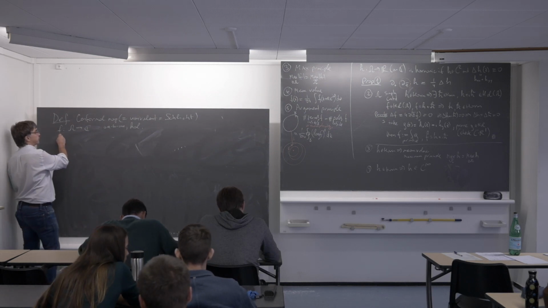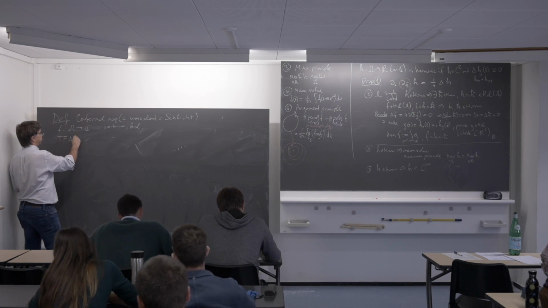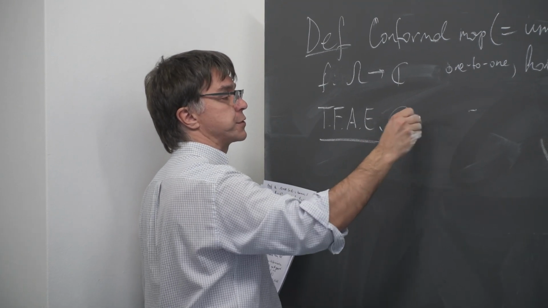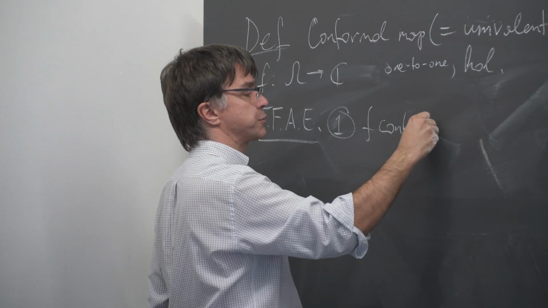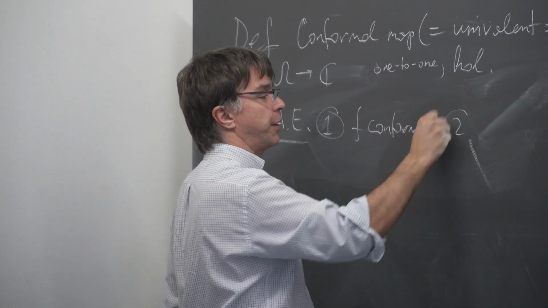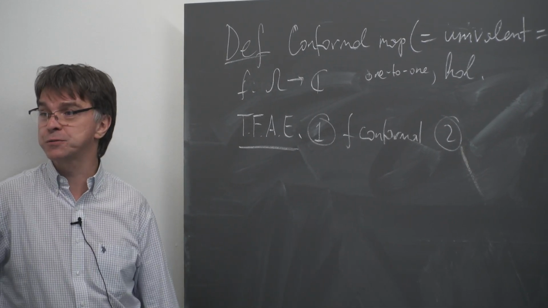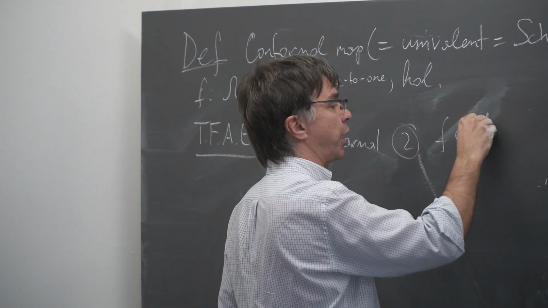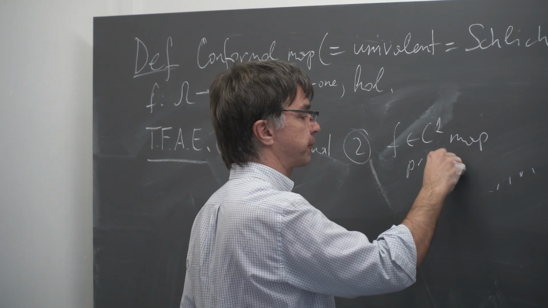Again, there are several equivalent properties. So the following are equivalent. First, f is conformal in the sense of the definition above. And second, this is the root of the word conformal: f preserves form. So f is a C1 map, and f preserves angles.